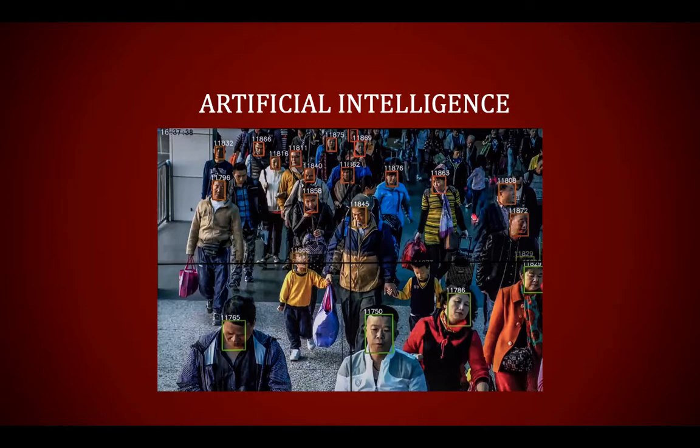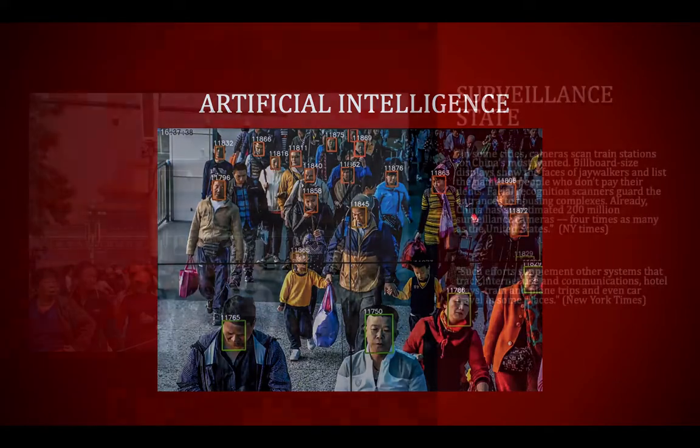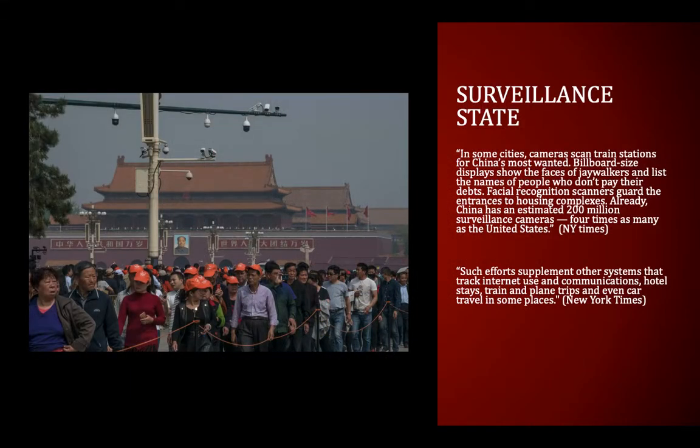And we get to the power, the reason, the thing that powers the system: artificial intelligence, that big technology that no one really knows how to use. So they want to make a surveillance state.